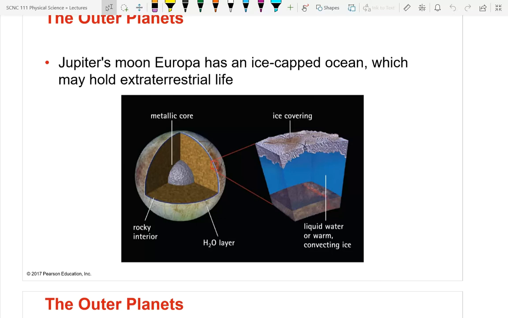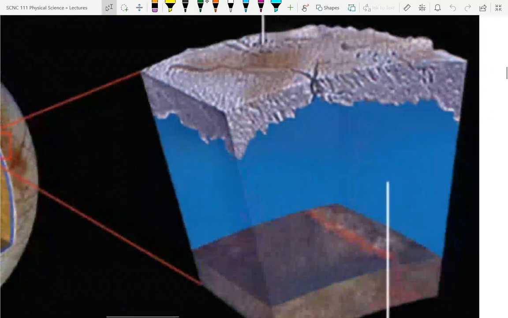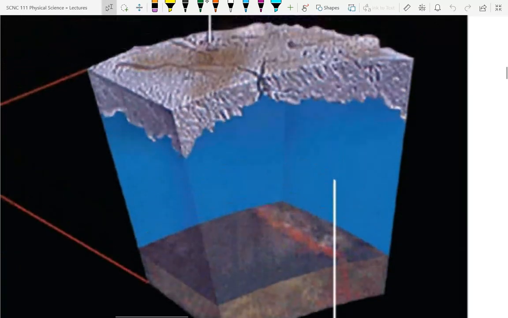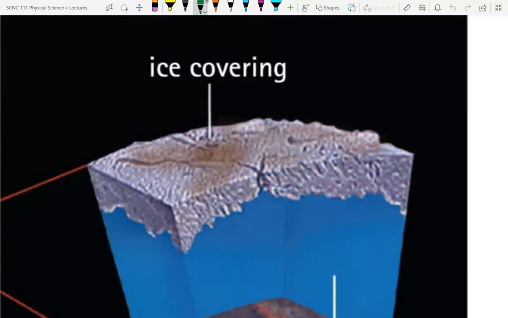And then it has its, shall we call it, a mantle? It says the rocky interior. And then a water layer, which is here, which they think is where life could exist. And then, of course, you have the surface ice covering, and you see they've drawn here some cracks because that ice surface will crack and move.